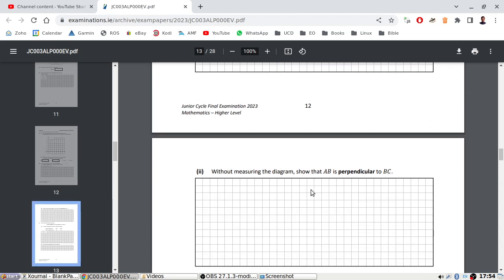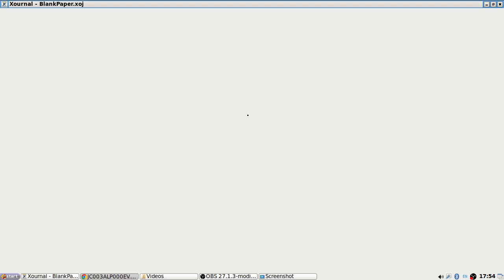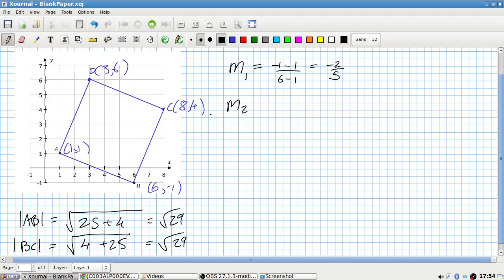Without measuring the diagram, show that AB is perpendicular to BC. Okay, the slope for AB, y2 minus y1 over x2 minus x1, minus 2 over 5. And then BC, 4 minus 1 over 8 minus 6, 5 over 2. And when you multiply them together, minus 2 over 5 times 5 over 2, you get minus 1, so therefore perpendicular.